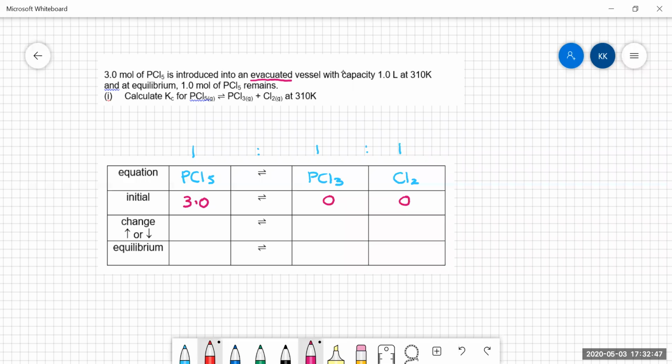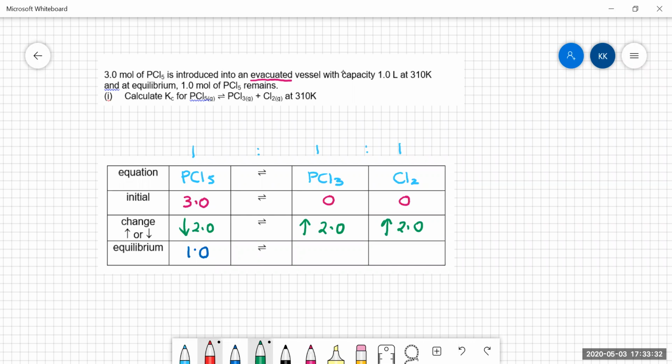What do we know? At equilibrium, 1.0 moles of PCl5 remains. So we put that in the equilibrium row. Now we can work through the changes. Remember, changes have to obey our mole ratio of 1 to 1. So what happened to PCl5? It went down by 2. Now that means PCl3 will also change by 2, but it's on the other side of the equation, so it's going to increase by 2. It could hardly go down, there was none of it to start with. Chlorine also is going to go up by 2.